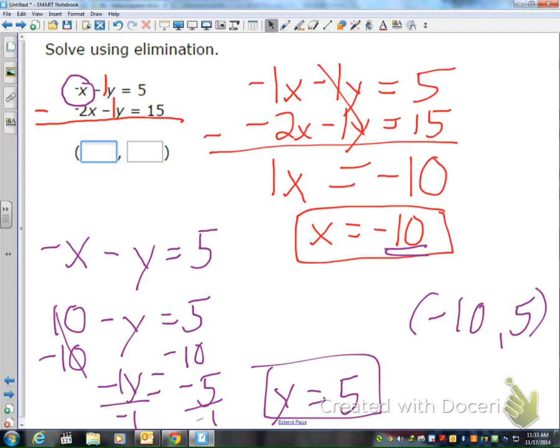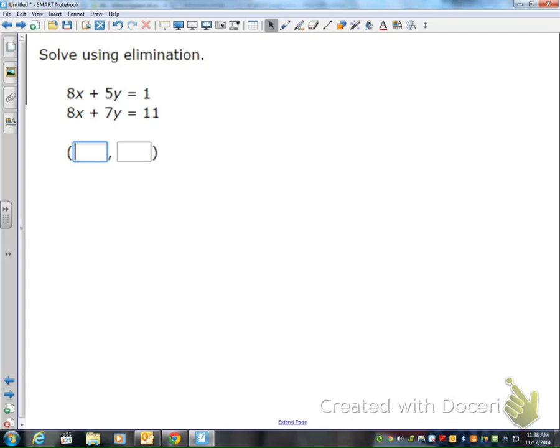So let's look at another one. Alright, this one here, again, I have two numbers that are exactly the same, 8x and 8x. So again, a good choice here would be to do subtraction. So I'm just going to rewrite both of them over here so I have some room.